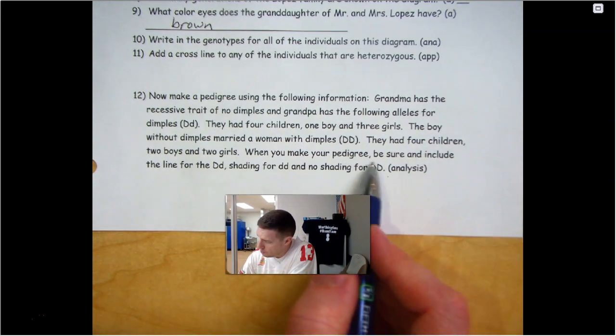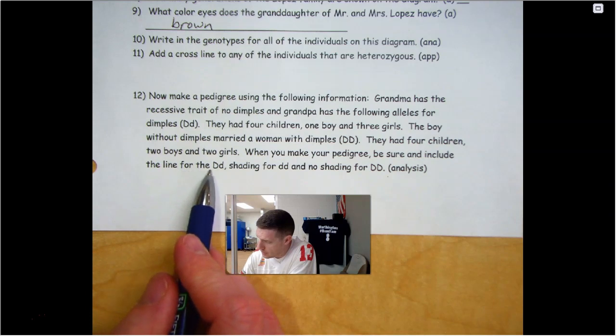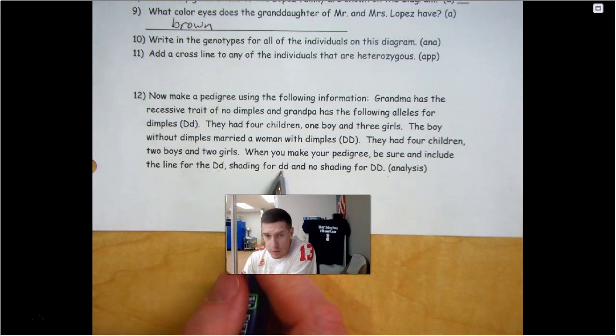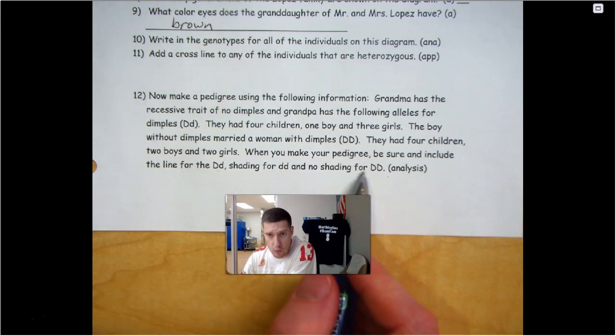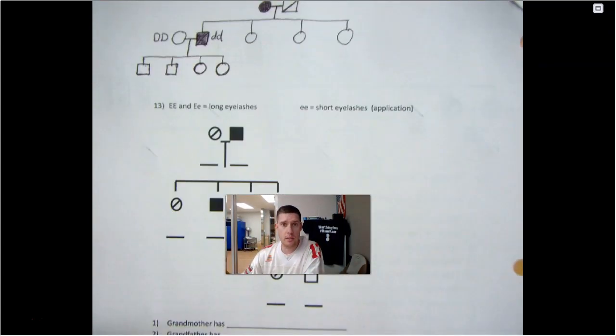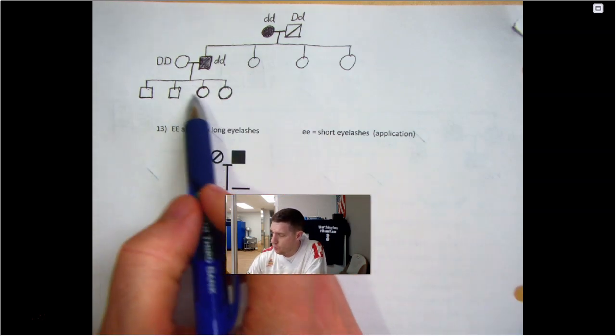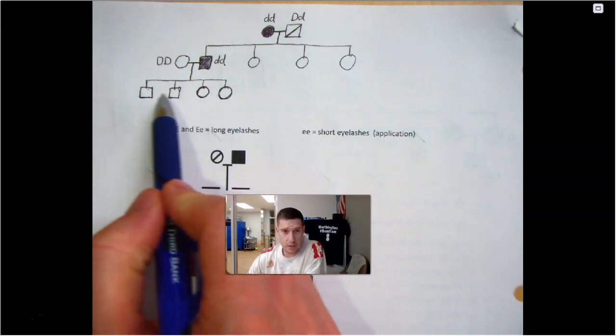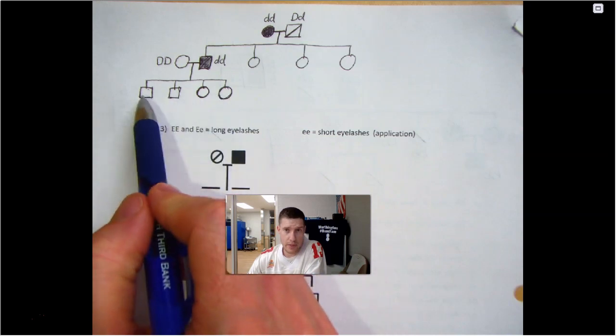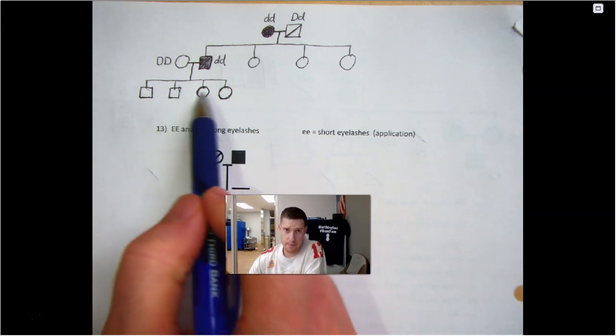When you make your pedigree, be sure and include the line for the heterozygous, shading for homozygous recessives, and no shading for homozygous dominant. Okay, so according to the question, I'm going to leave it like this. Are we done? No. We are not done. Okay? Now, we need to figure out what their kids are.